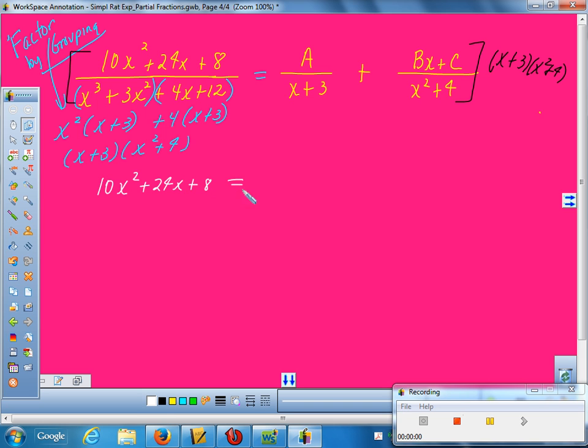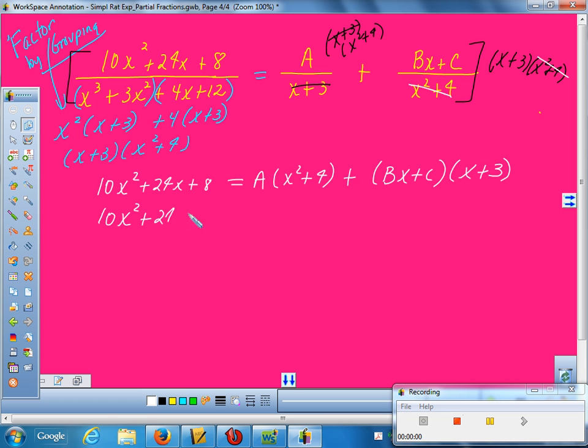I will, however, have to multiply it times each of the fractions. So if I take it times the first fraction, I will cancel x plus 3, and that will leave me a times x squared plus 4. If I do the next fraction, I'm going to cancel the x squared plus 4, and I will be left with bx plus c as a quantity times x plus 3. And the other reason to take time to just write out what's remaining is so that now I can go back and multiply all this together correctly.